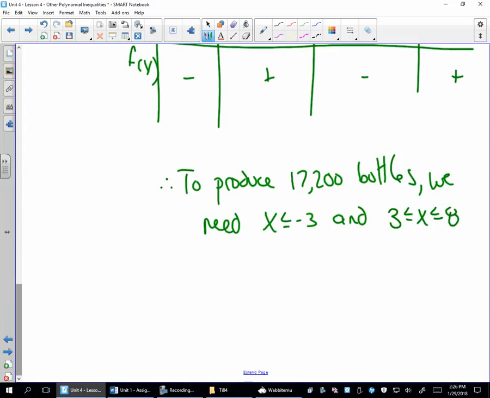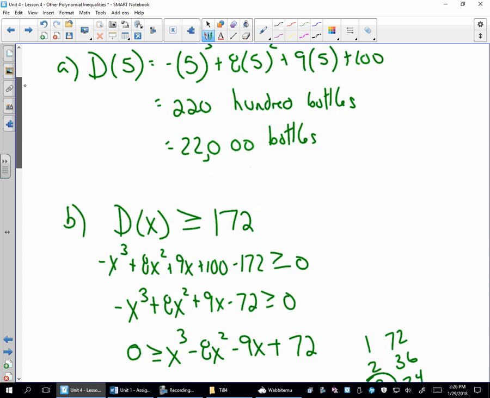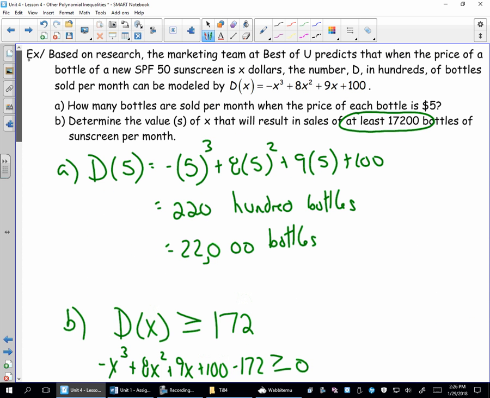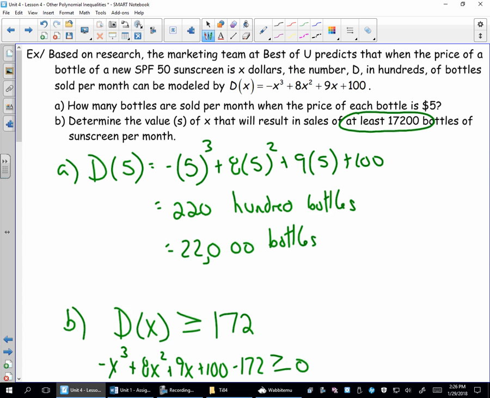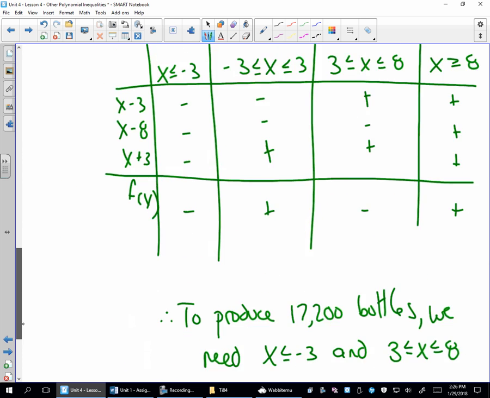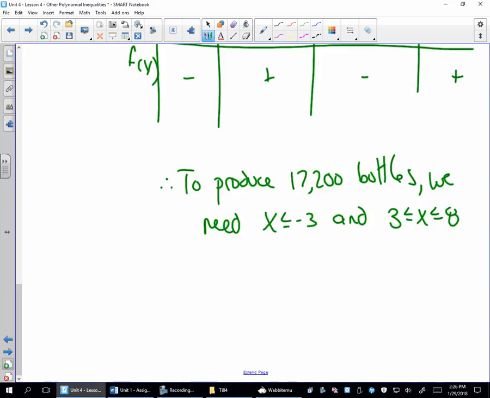Okay, but let's go back for instance and think about what x was. x stands for the price of the bottle in dollars. Well, can I charge negative $3 per bottle? That doesn't really make sense. So this one really is an inadmissible answer. What should we actually charge? We should charge between $3 and $8 per bottle, and we'll produce our 17,200 that we require.